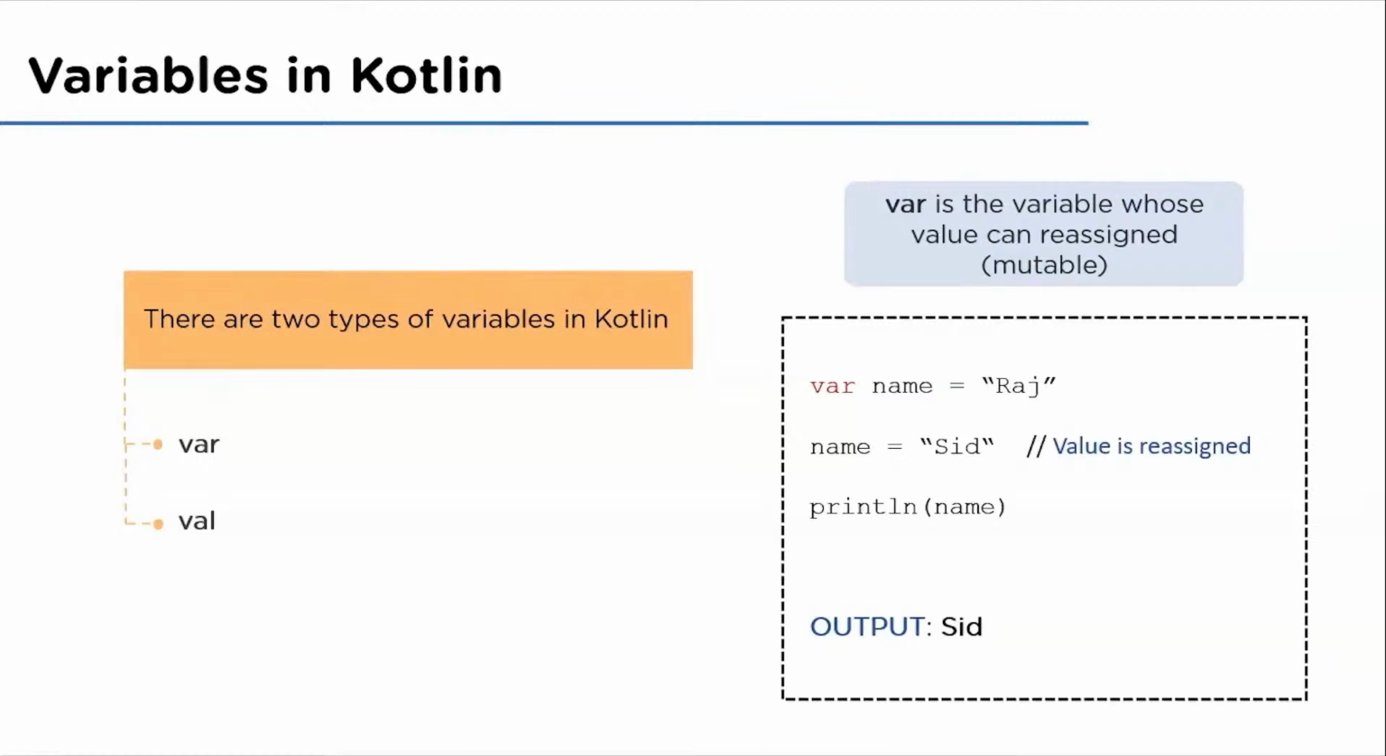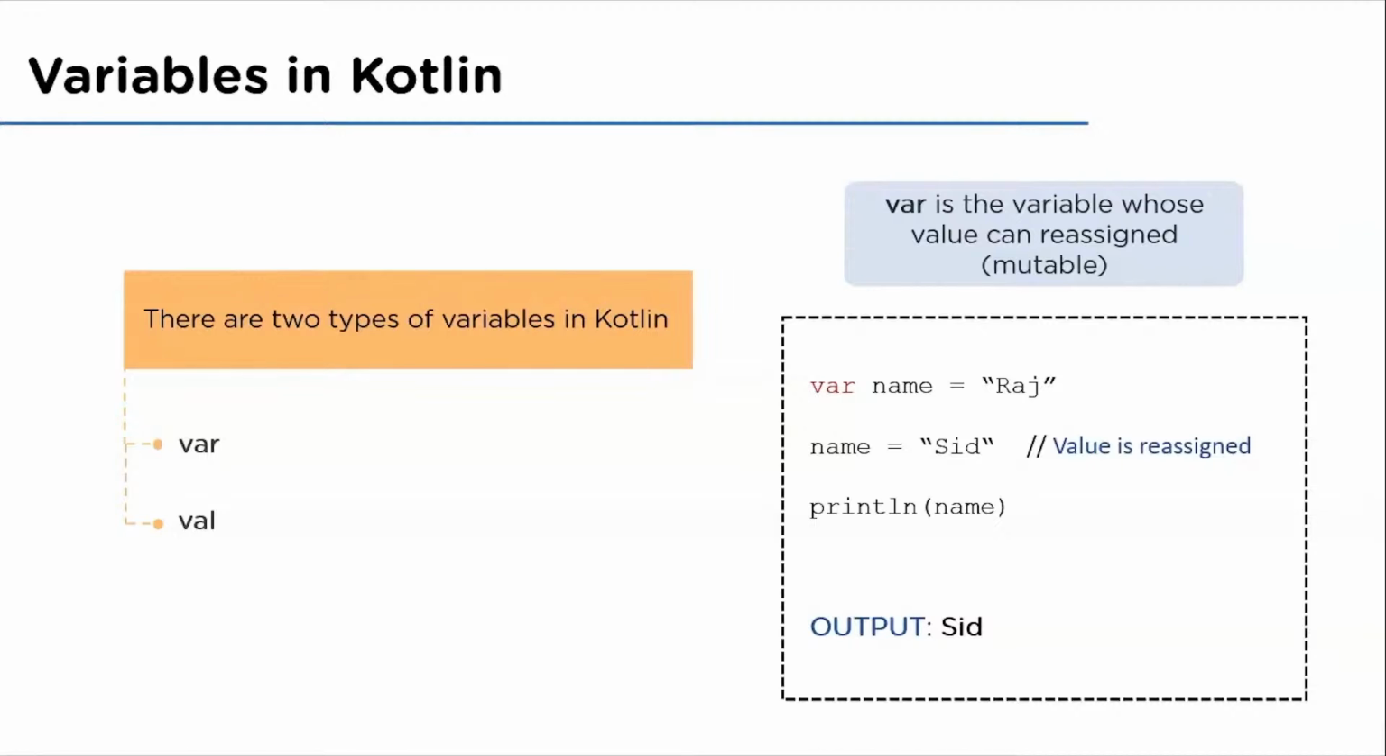As you can see in the example, var is the type of the variable name and the value Raj is assigned to it. After that, the value is reassigned as Sid. So after printing, it will display Sid because var is a mutable type and its value can be reassigned.